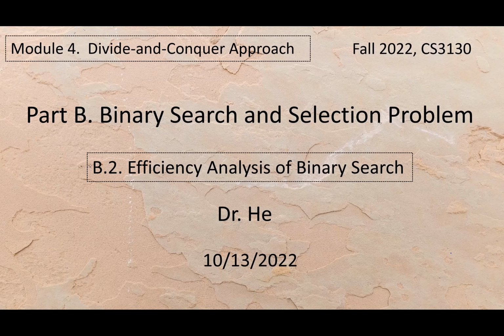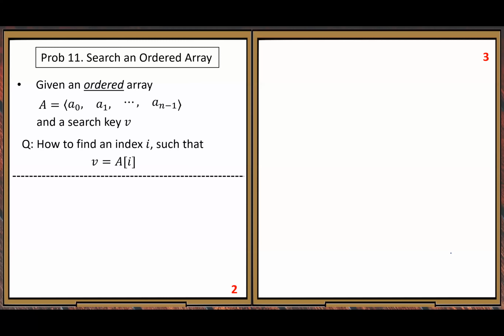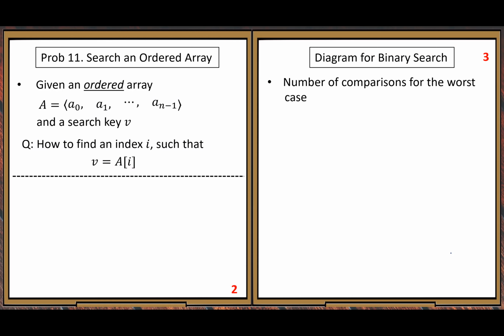Work of our binary search, and at the same time, we'll look at the efficiency analysis. Now, let us understand binary search. When we go through the whole binary search, at the same time, we do efficiency analysis. We want to count the number of comparisons for the worst case. Here, worst case, not the best case, because best case is trivial.